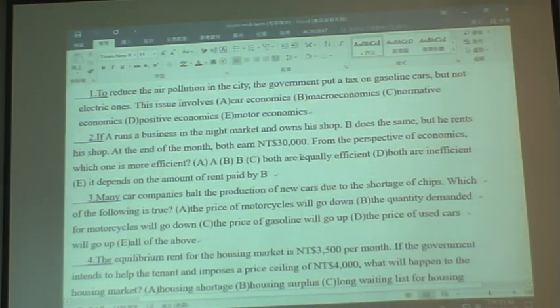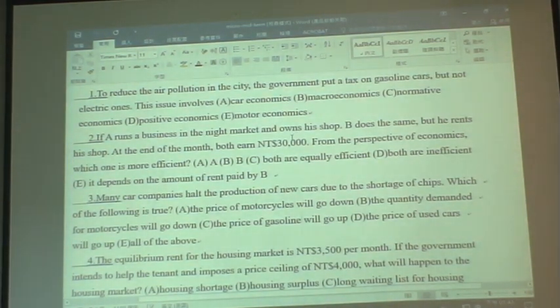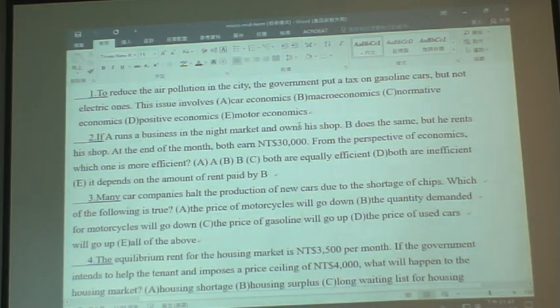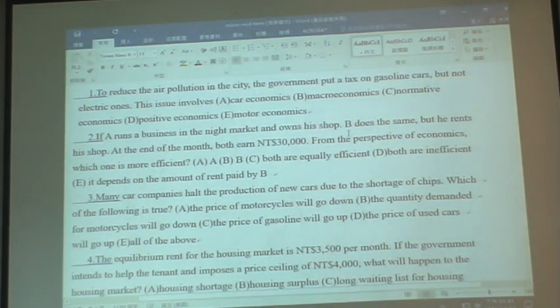Which one? B. Okay, so because person A owns his shop, he doesn't have to pay rent, right? The second person has to pay the rent. But even though person A does not have to pay the rent, he has to include his own house as opportunity cost, because if he does not run his own shop, he can have the house rented to others, right? So in this case, even though both persons earn $30,000, as a matter of fact B is more efficient, because he has to pay the rent while A does not show that cost. B would have earned more if he didn't have to pay the rent, just like person A.